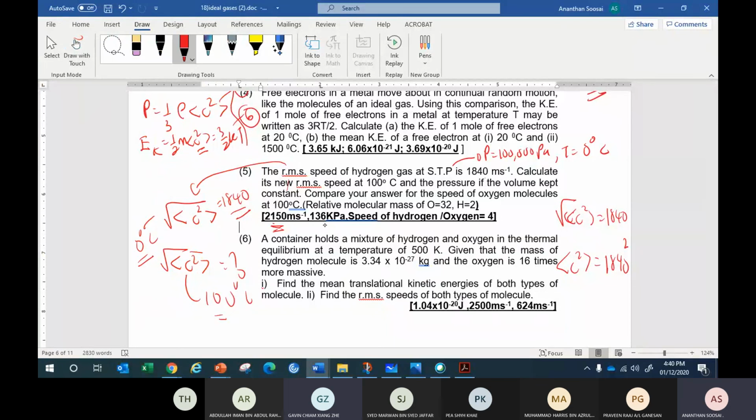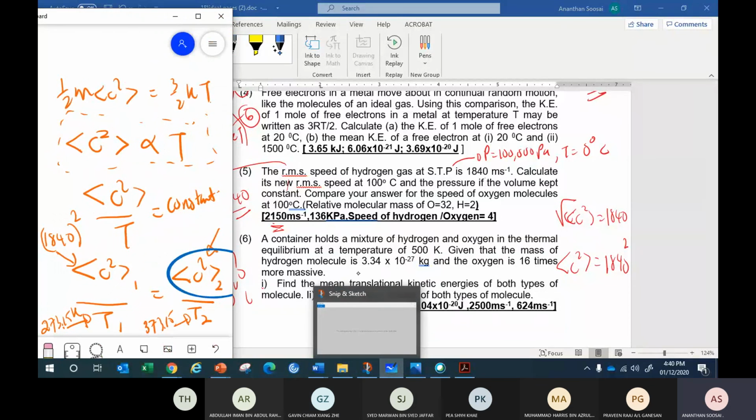Next, find the pressure. They want the pressure at 100 degrees Celsius, with the volume kept constant. At 0 degrees Celsius, at STP, the speed is 1840. At 100 degrees Celsius, they're asking for pressure. I think speed is not required here. Anyone? What formula is to be used to find pressure?